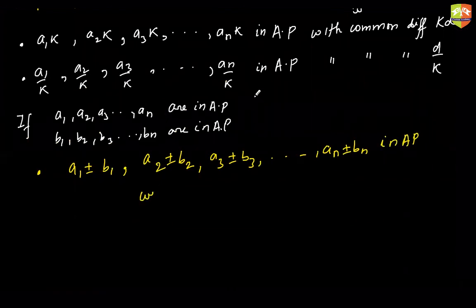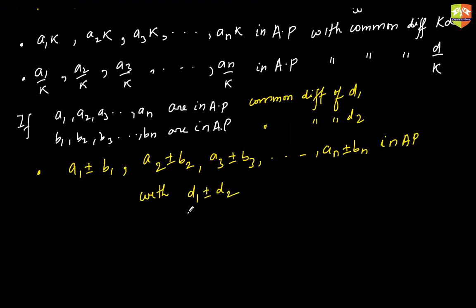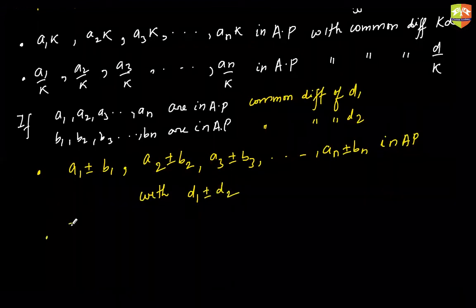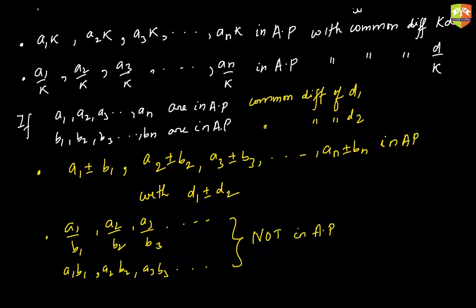But what will be the common difference? Let's say this has a common difference of D1 and this has a common difference of D2. Then what can I say about the common difference here? D1 plus or minus D2. Are you getting it? But remember, A1 by B1, A2 by B2, A3 by B3, etc., or A1 B1, A2 B2, A3 B3, etc., they will not be in AP. Are you getting this point?